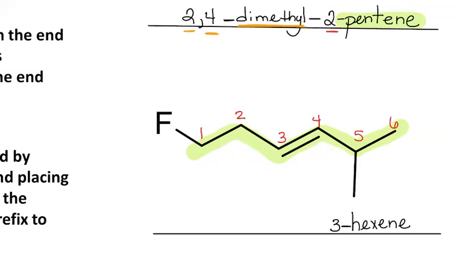Now, as a prefix of that, I need to put my substituents. I have different substituents. Which one comes first, the fluoro or the methyl? Great job. 1 fluoro, then the methyl, 5 methyl, 3 hexene. Okay. Questions, naming alkenes.